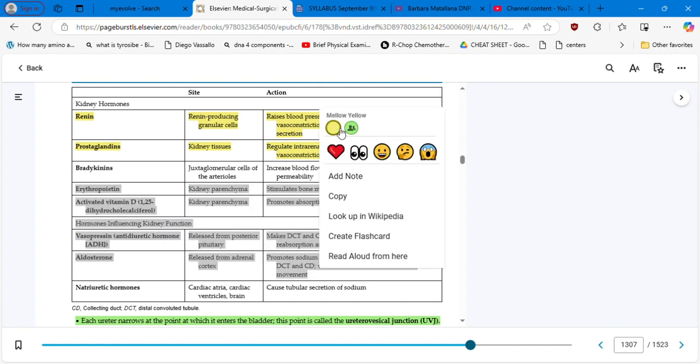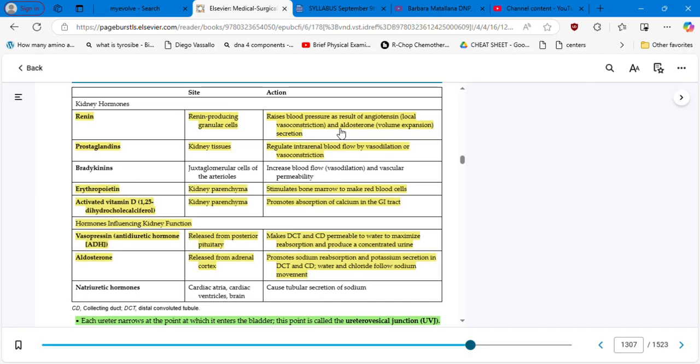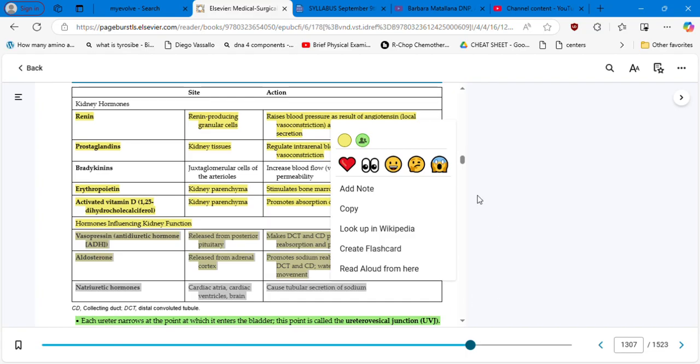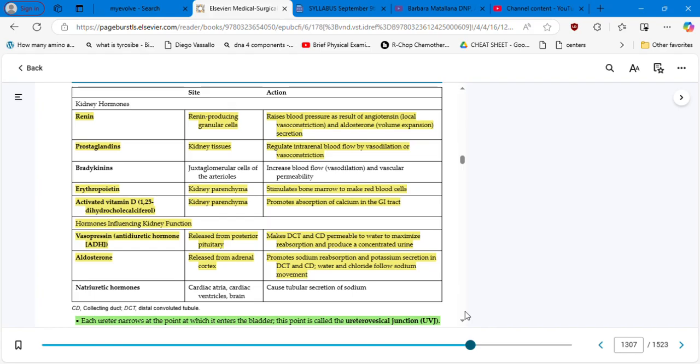Okay, very important. So renin raises blood pressure. Prostaglandins regulate intrarenal blood flow by vasodilation or vasoconstriction. Erythropoietin stimulates bone marrow to make red blood cells. This is not an anatomy exam, so basically what I want you to remember is the action instead of the site, right? The activated vitamin D promotes absorption of calcium in the GI tract, because whenever it comes time that you are reviewing blood work on a patient, in med-surg or ER, you know what's going on.